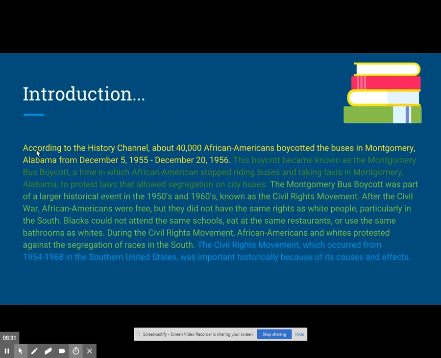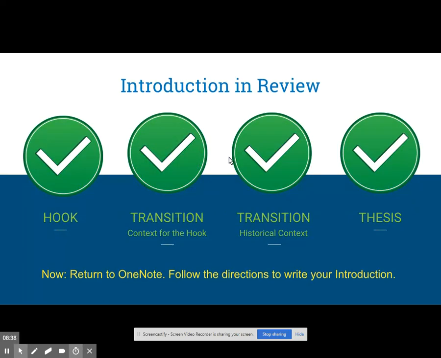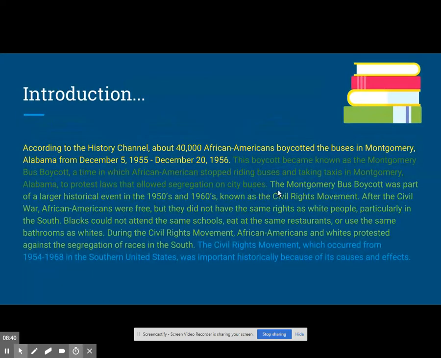As you can see, my introduction has a hook. I gave context for the hook, explained the background information of this, and then I gave context for the historical event that I said that the bus boycott was part of a larger event that was the civil rights movement. Finally, I have my thesis statement.